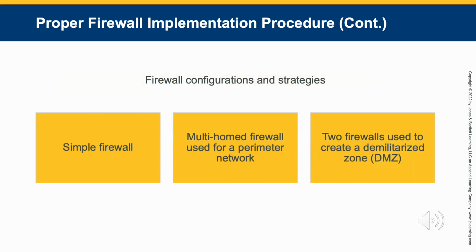Determine the firewall configurations and strategies. Is it a simple firewall? You're trying to protect a simple network. Multi-home firewall used for a perimeter network. You're trying to have multiple interfaces that you're trying to protect, multiple networks. You use that. Two firewalls used to create a DMZ or demilitarized zone.